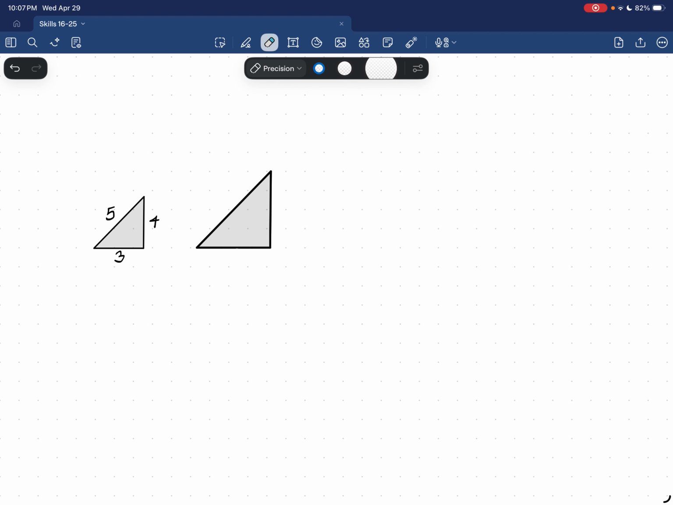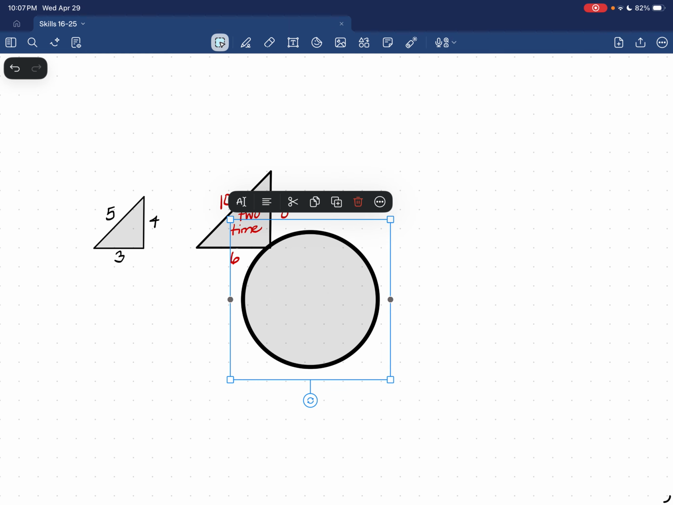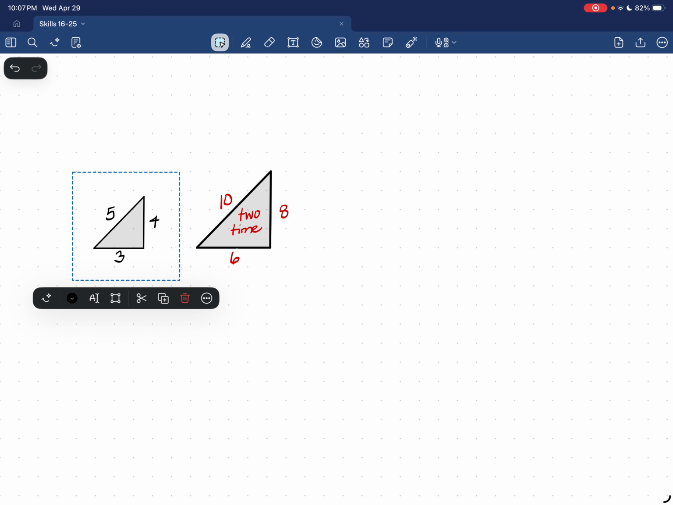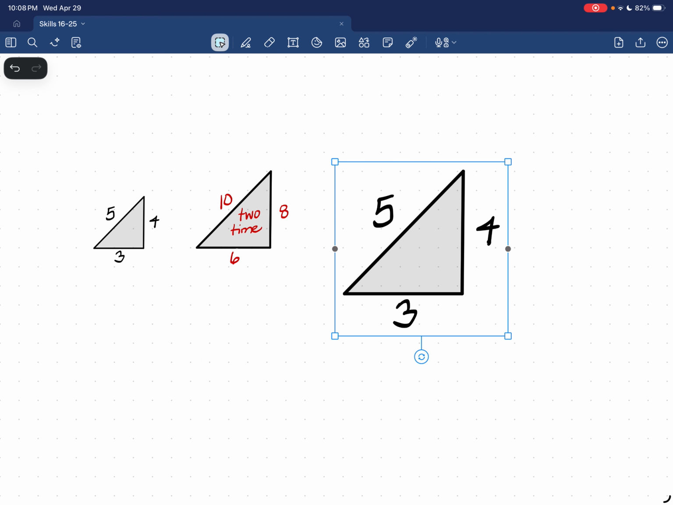So this one, let's say, is 2 times larger than the first one. So 5 times 2 is 10. 4 times 2 is 8. 3 times 2 is 6. Let's try this again. Let me make a copy and enlarge it even more.